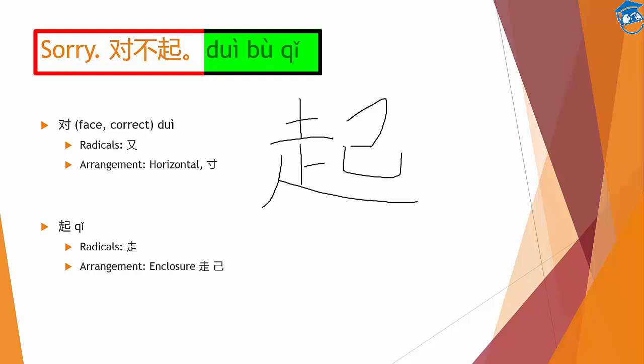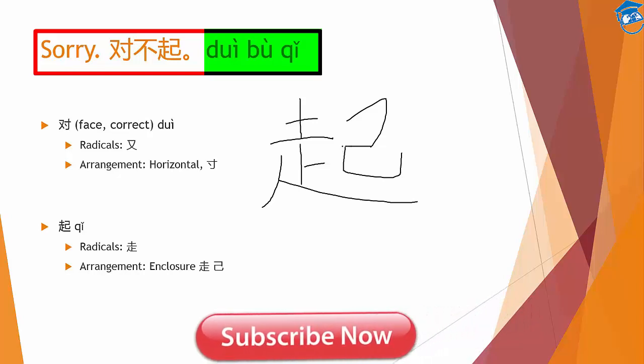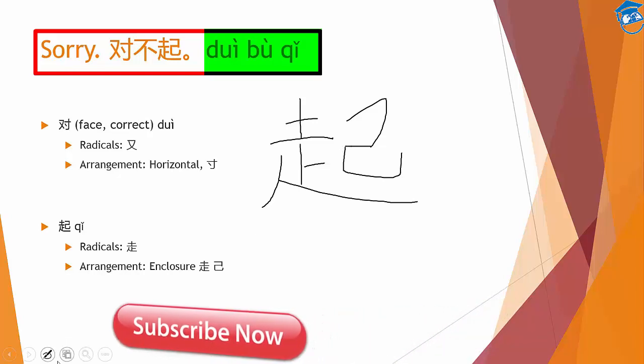Okay? And you might want to notice that this corner here, this stroke here, does not exceed here. It should not exceed this line here. Okay, so this is 起.